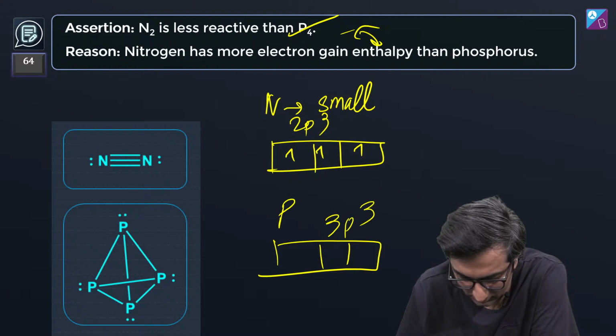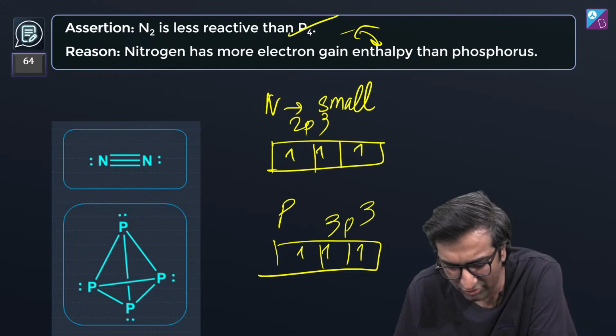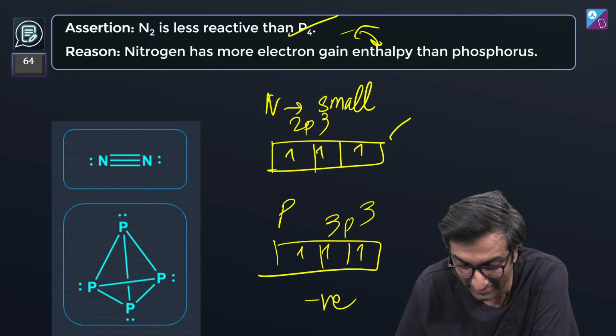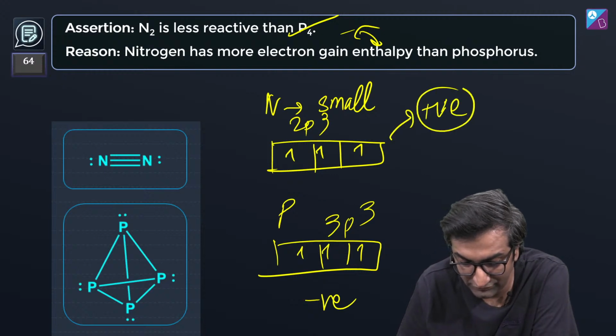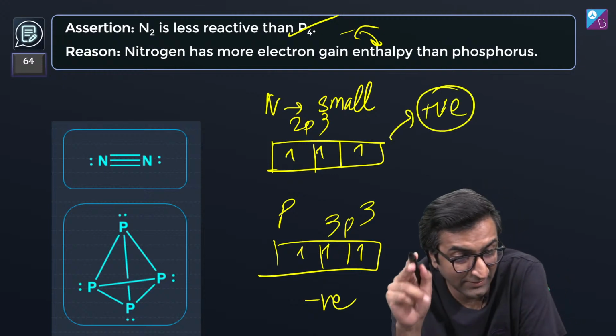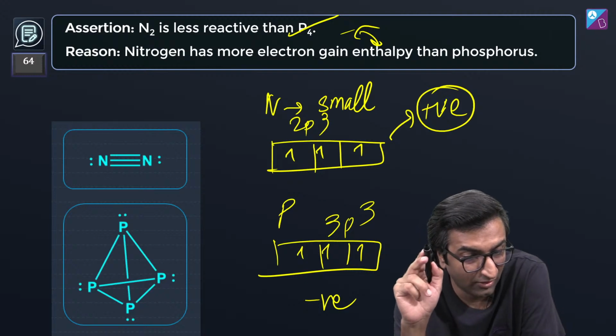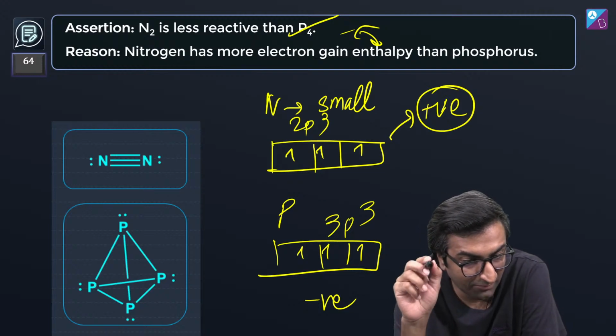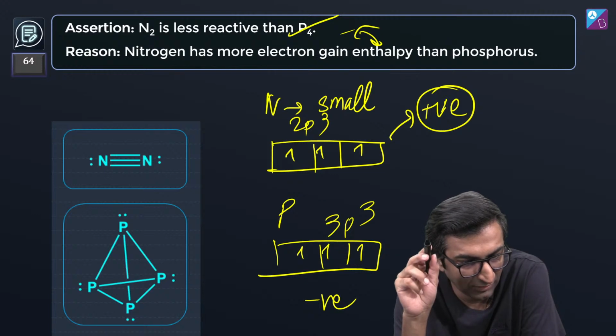This is 2P, so its electron gain enthalpy is still negative. Nitrogen's becomes positive because of this small size. Okay, so that's messed up. Yeah, Divyansh, absolutely, the reason is wrong. Zainab: A1, B3, C4, D2. Absolutely correct.